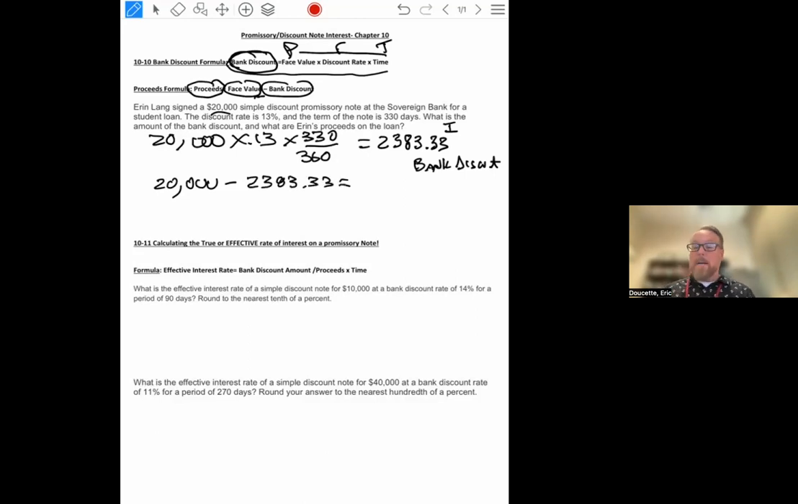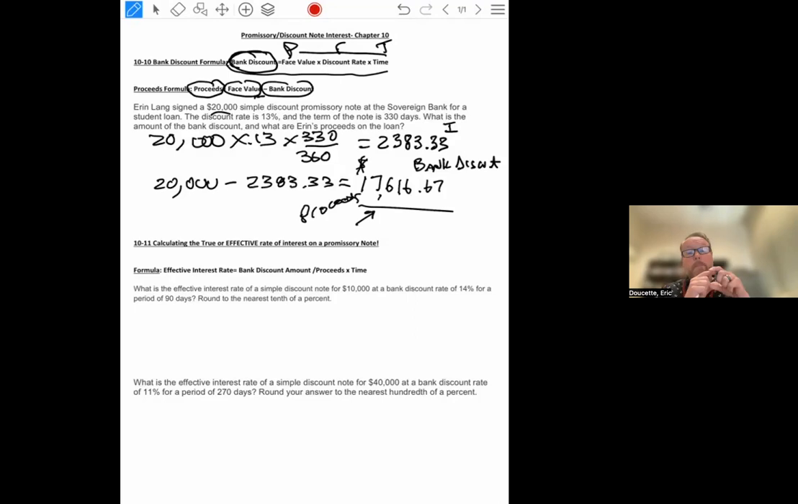So that's going to come out to, let's see, 20,000. So they're going to fund you $17,616.67. So that's how much money you're taking a promissory note for 20,000. They're going to discount their interest, $2,383.33. So they're going to give you in your bank the day you take the loan, not 20,000, but $17,616.67. That is called your proceeds. And that is how a bank discount note works.